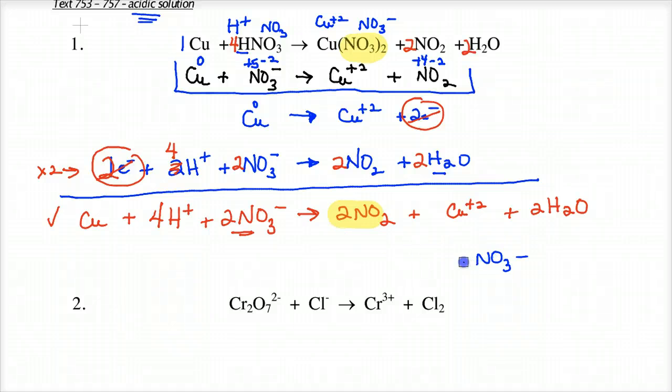Now, one thing you should do when you're balancing is check to make sure the charge is the same on both sides. So when you're done balancing, you should check your charge. If you notice, I have +4 and I have -2, so this is a +2 on this side, and they should equal each other. Charge must be conserved here because electrons were conserved. NO2 is neutral, water is neutral, but you have a copper that's +2, and it checks out. So this is a correctly balanced reaction.